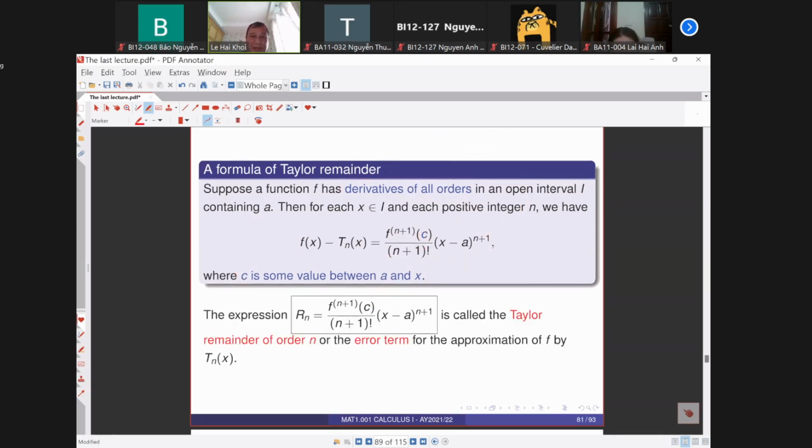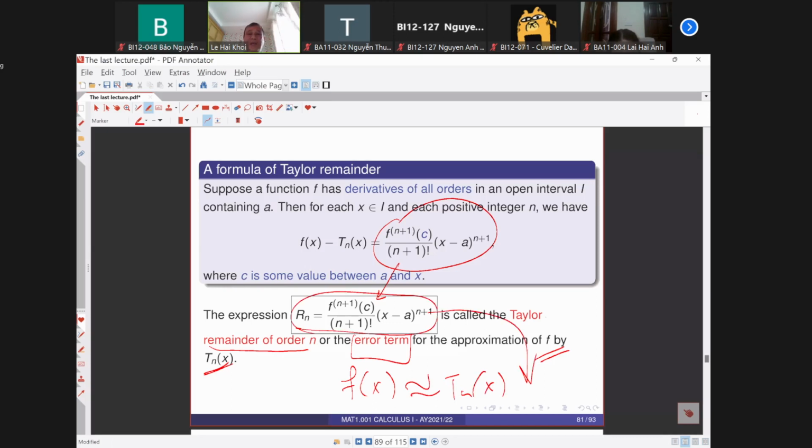This expression is called Taylor remainder of order n, or error term, tức là cái term về sai số khi mà chúng ta xấp xỉ f bằng Tn. Tức là chúng ta có thể coi như là cái này giống với cái độ sai khác, tức là cái độ xấp xỉ là liên quan đến cái Rn này. Nếu chúng ta lấy L1 thì chính là cái linearization we study.